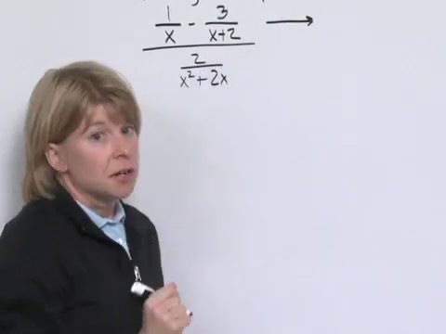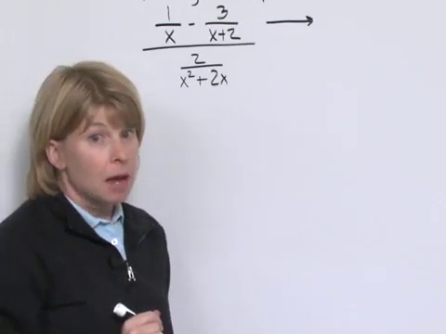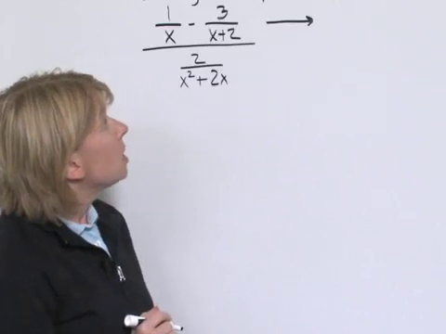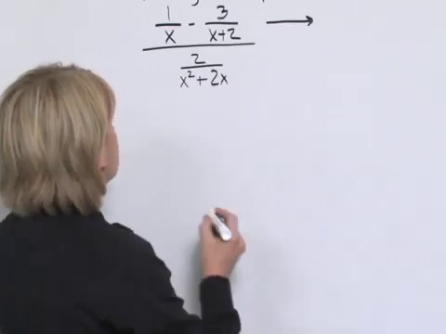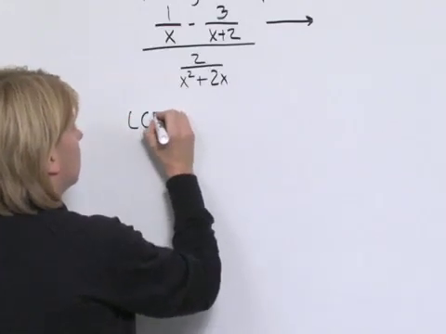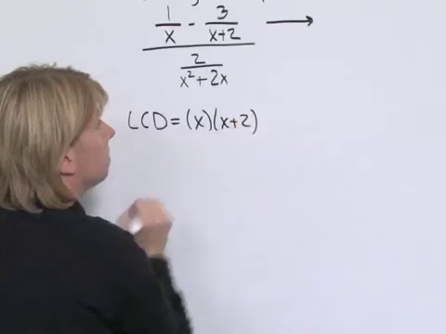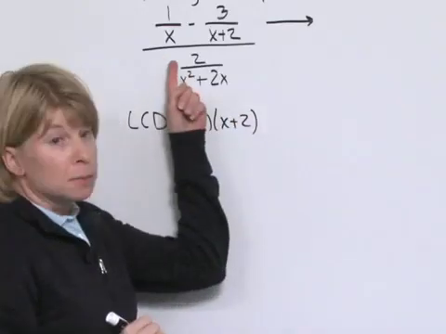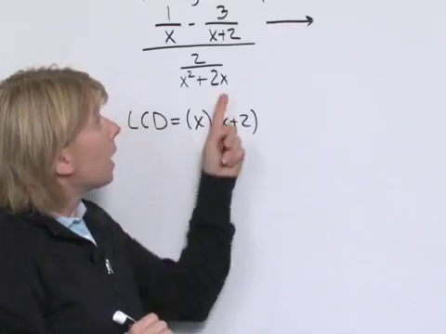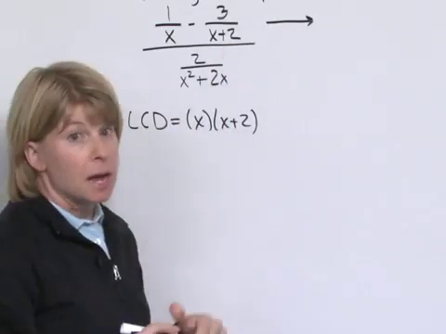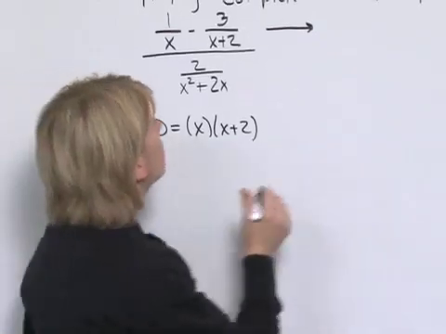If we look at the denominators, x and x plus 2, neither of those can be factored, and they don't have any common factors, so the LCD is x times x plus 2. So I'll need to multiply the first fraction by x plus 2 over x plus 2, and I'll need to multiply the second fraction by x over x in order to have the LCD in the denominator.